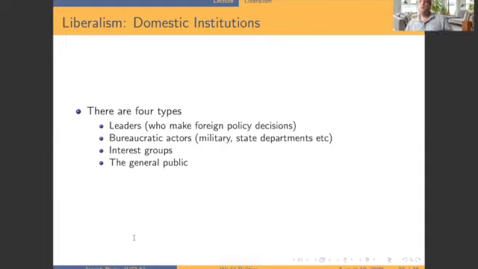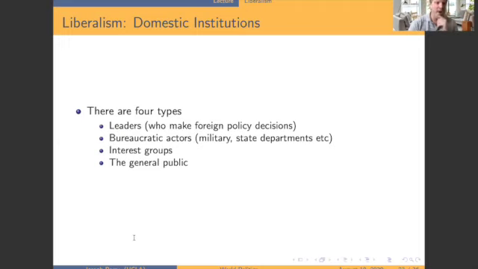Okay, so as I mentioned, there are three major sub-schools in the school of liberalism. The first emphasizes the role of domestic institutions. And there are four institutions that we're going to be talking about, or that are most relevant. The first, of course, is the leader, whether that's a king or queen, or a president or prime minister. They are the people who ultimately make foreign policy decisions.